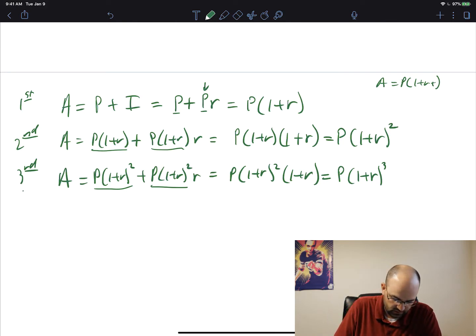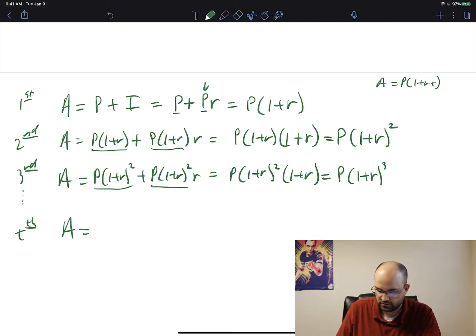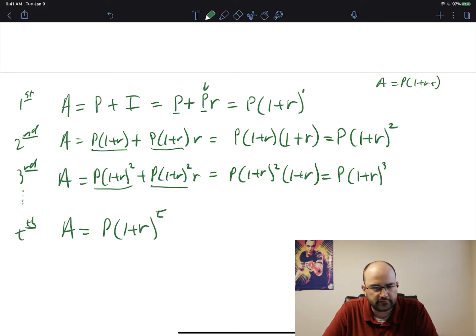And then we could just keep going. So after the teeth period, you just keep going and going and going. I hope that you're seeing that what's happening here is that this is just going to be that number. So this would just be A equals P times 1 plus R to the teeth power. Kind of. But notice that this is just assuming that we are compounding every year.